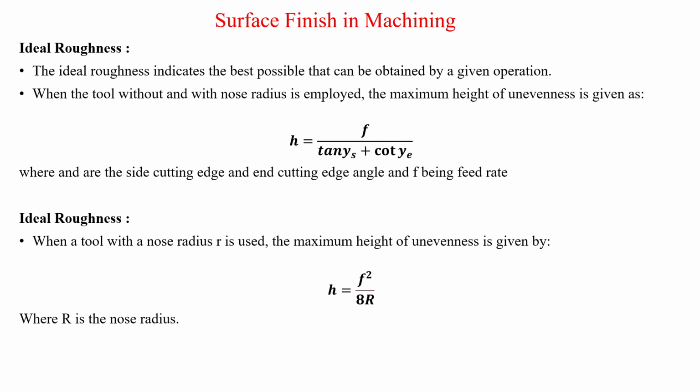f square by 8r, where f is the feed rate and r is the nose radius. This we have already discussed in the previous class, how to calculate this and how the roughness value varies with the cutting speed and other parameters. This is a very important formula you need to note.